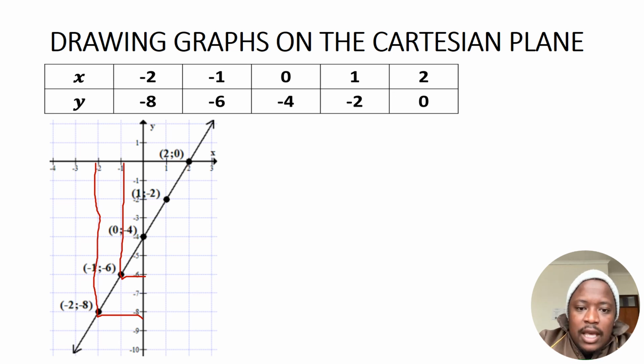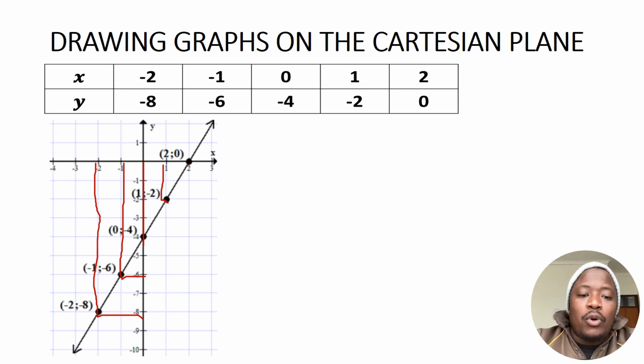And then notice here, x is equals to 0. This is where we stay. We don't go to the left, we don't go to the right. Then y will be equals to negative 4. And then x is equals to positive 1, y is equals to negative 2, and then the last one will be x is equals to 2, and then y will be equals to 0.